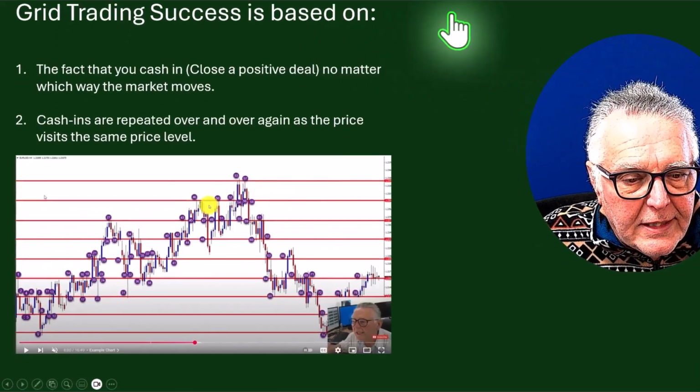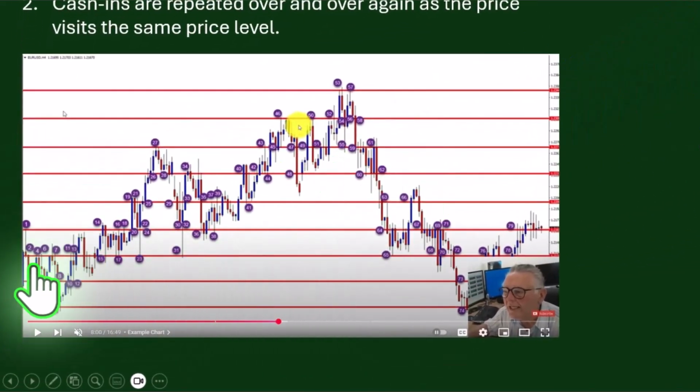Now, if you look at this illustration here of a grid, there's a grid that's been established, and what happens is that every time the price touches the grid for the first time, you will cash in on a positive deal, and those numbers are all positive deals that have been cashed in. Over here you can see it's almost up to 80 positive deals that have been cashed in.